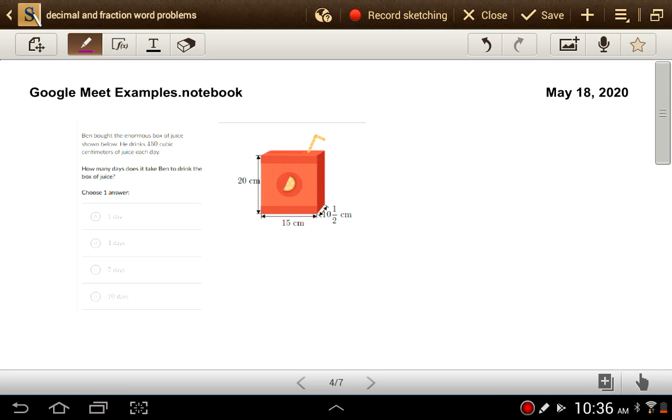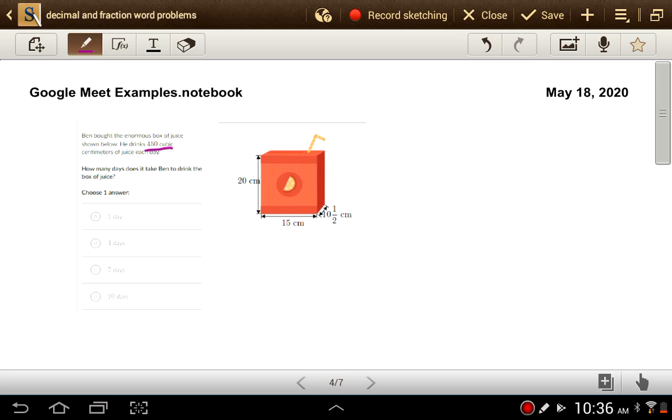Here's a video on finding decimal and fraction word problems. So what we need to do in this is we need to find the volume of each of our shapes in each one, and then we're going to compare it to something else. So in this case, we're going to figure out that Ben is drinking 450 cubic centimeters per day.